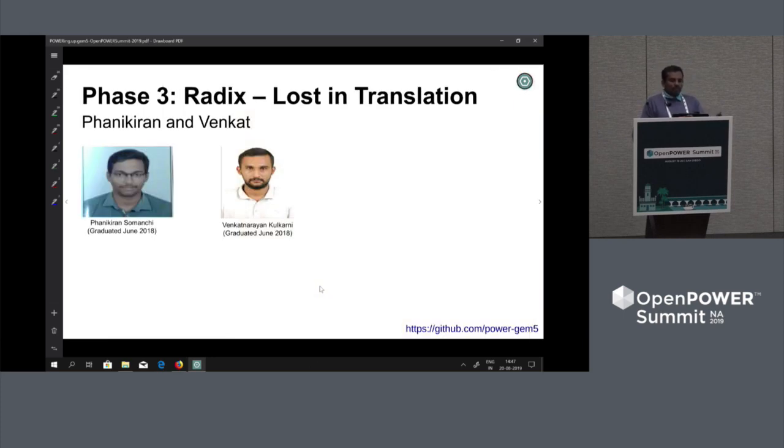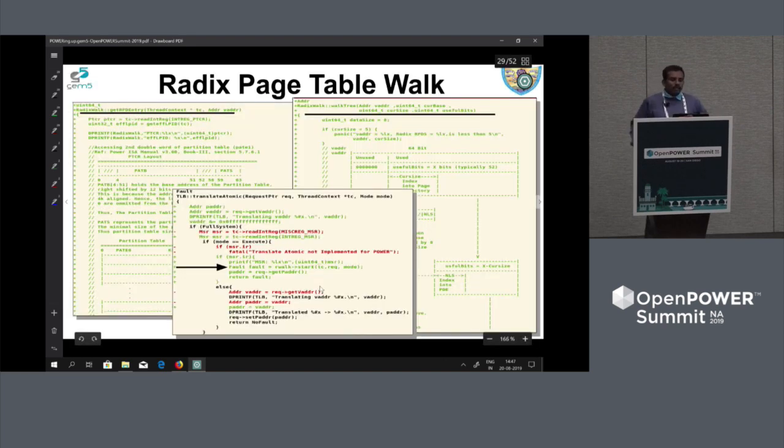POWER9 uses Radix page tables, and that was something we had to put in. So there was a sequence of figuring out how this has to be done, and we put in extensive documentation inside the code to show how the Radix page table works, and how the page table walk actually happens inside the code. At this point, again, we were not ready to handle faults.